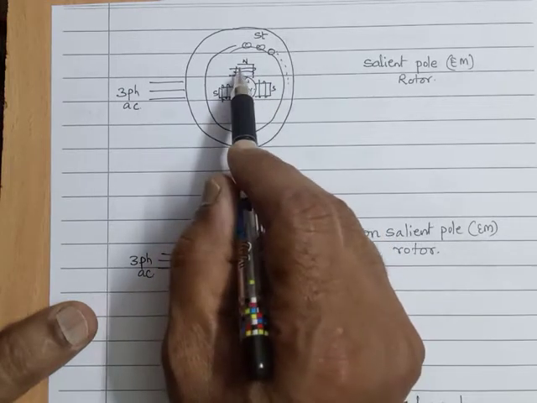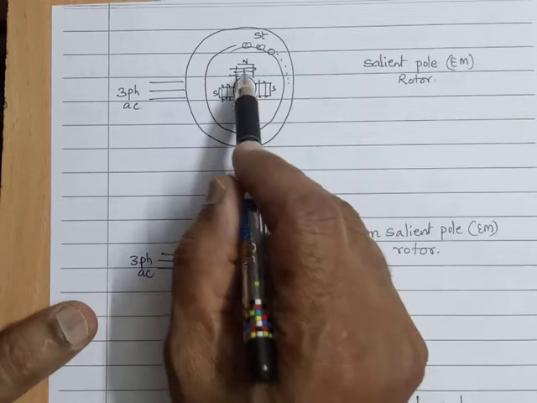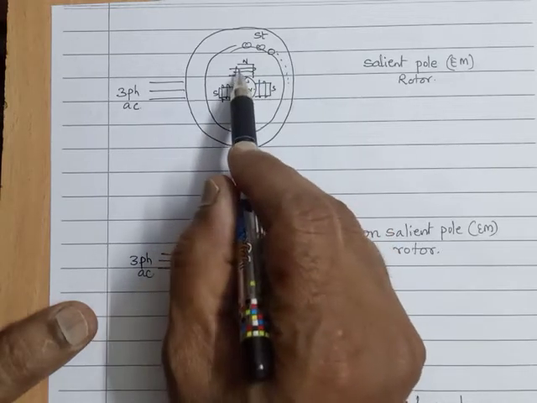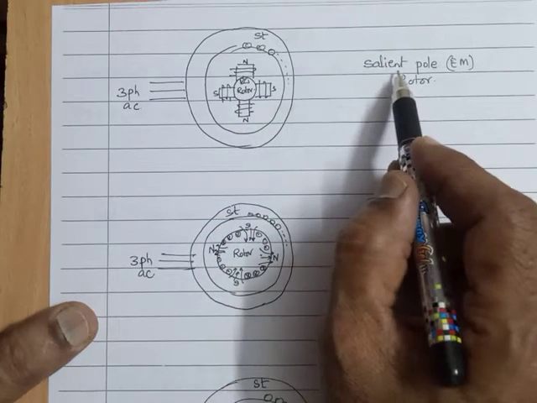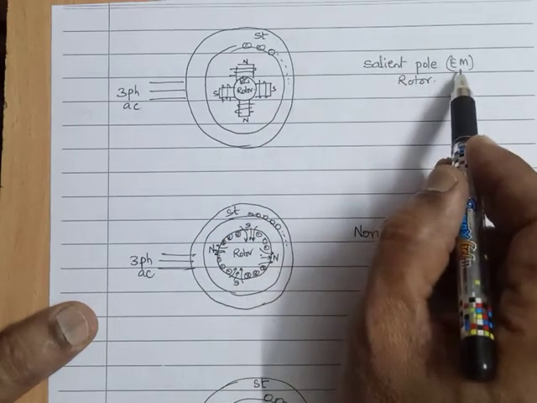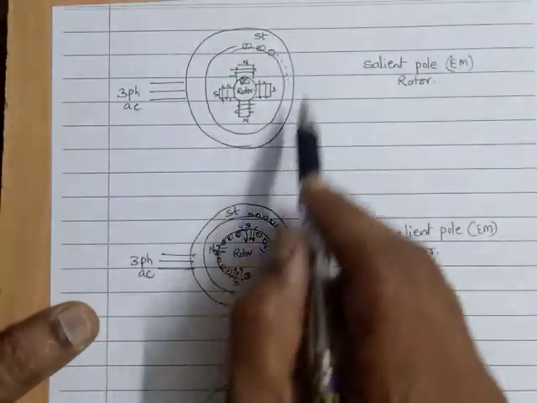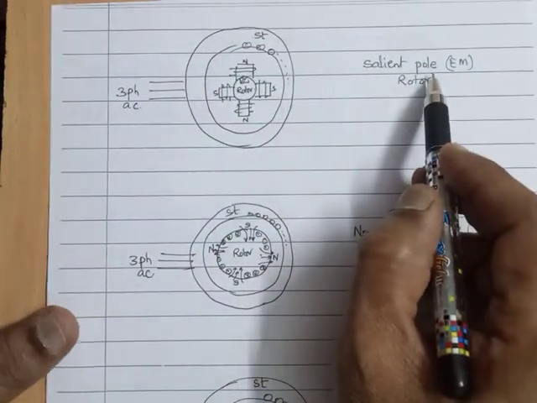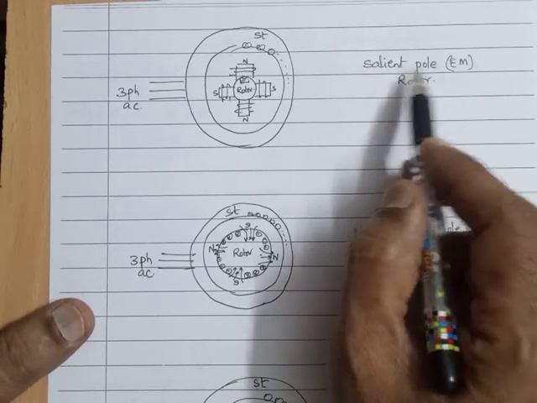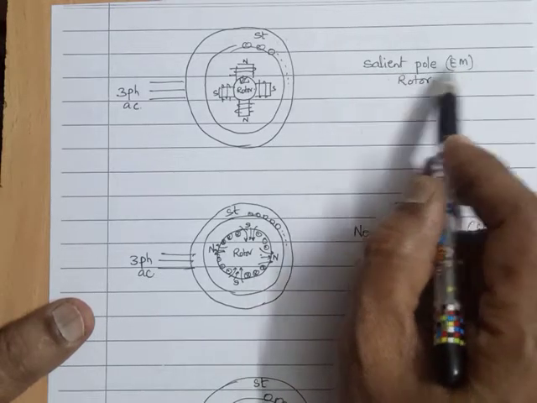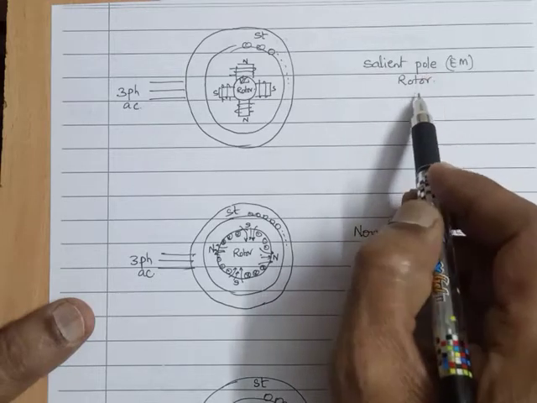And the poles are physically conspicuous by their protrusion. Can you see this? Conspicuous by their protrusion. This is called saliency, and it is an electromagnet. That's why this construction is called a salient pole electromagnet rotor, a salient electromagnetic pole rotor.